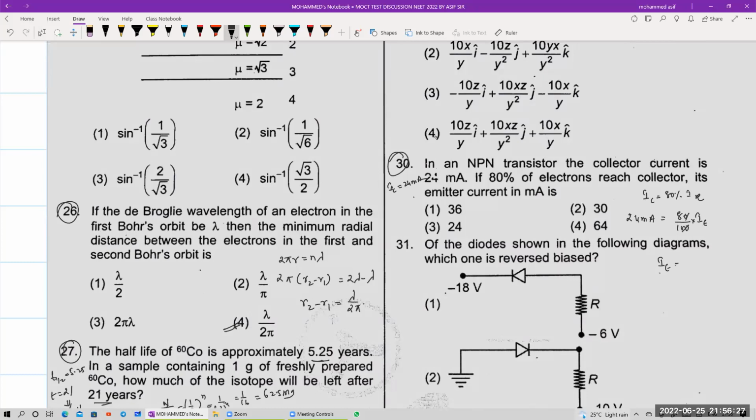So current through the emitter will be equal to 24 into 10 to the power of -3, into 10 divided by 8. So how much is coming? Emitter current will be coming out to 30 milliamperes. Second option.